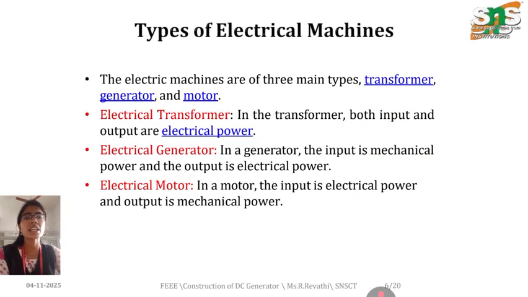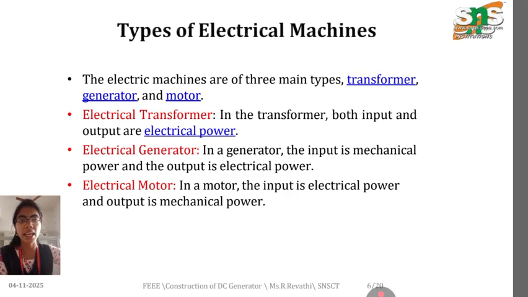So types of electrical machines are transformer, generator and motor. Majorly this is classified into three types. In an electrical transformer, both input and output are electrical power. In an electrical generator, input is mechanical power and output is electrical power. In an electrical motor, input is electrical power and output is mechanical power.